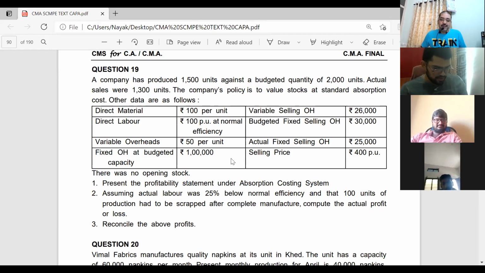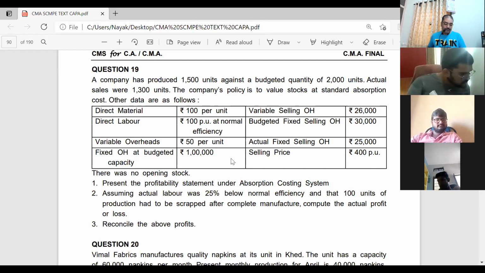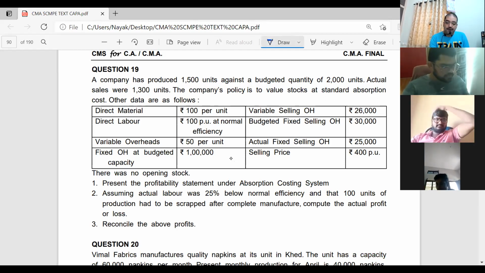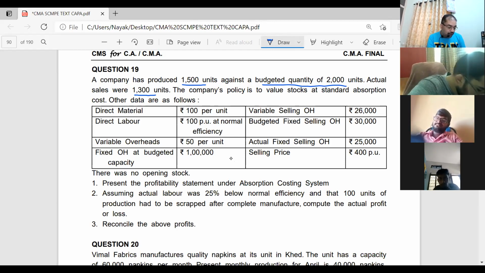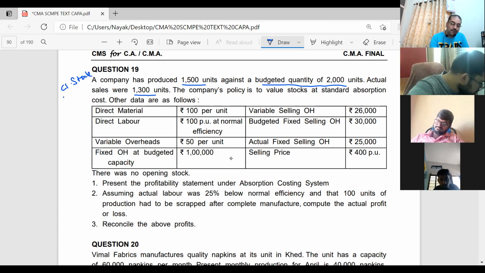So let us start with question number 19. The company has produced 1,500 units. So actual production is 1,500 units against a budgeted quantity of 2,000 units. Actual sales were 1,300 units. Out of 1,500 produced, 1,300 have been sold. So we have a closing stock of 200 units.